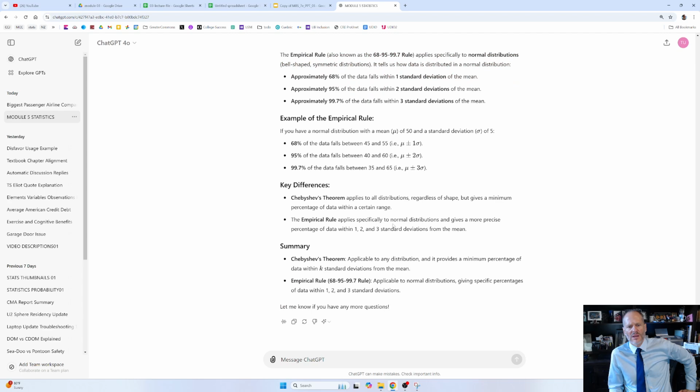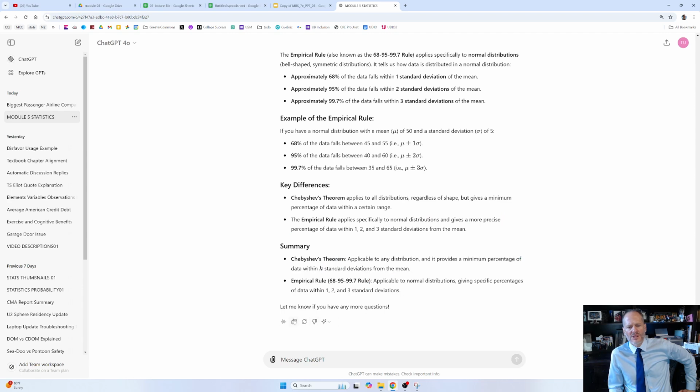And so key differences: Chebyshev's applies to all distributions, regardless of shape, but gives a minimum percentage of data within a certain range. And the empirical rule applies to normal distributions. It gives a more precise percentage of data within 1, 2, and 3 standard deviations of the mean. So Chebyshev's theorem and the empirical rule.